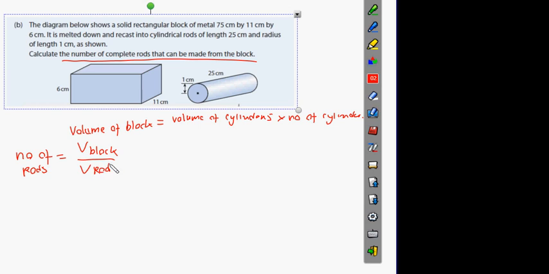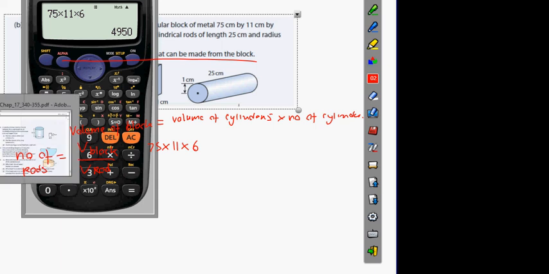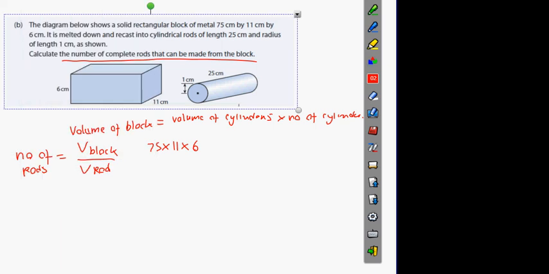Now the volume of the block is 75 by 11 by 6. So, 75 by 11 by 6 is 4,950. Volume of a rod is going to be a third pi r squared h, which is going to be a third pi multiplied by 1 squared multiplied by 25.